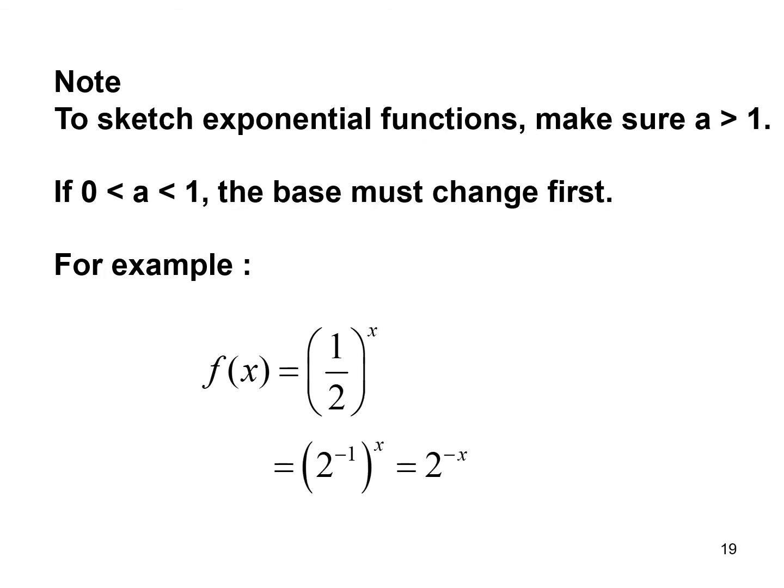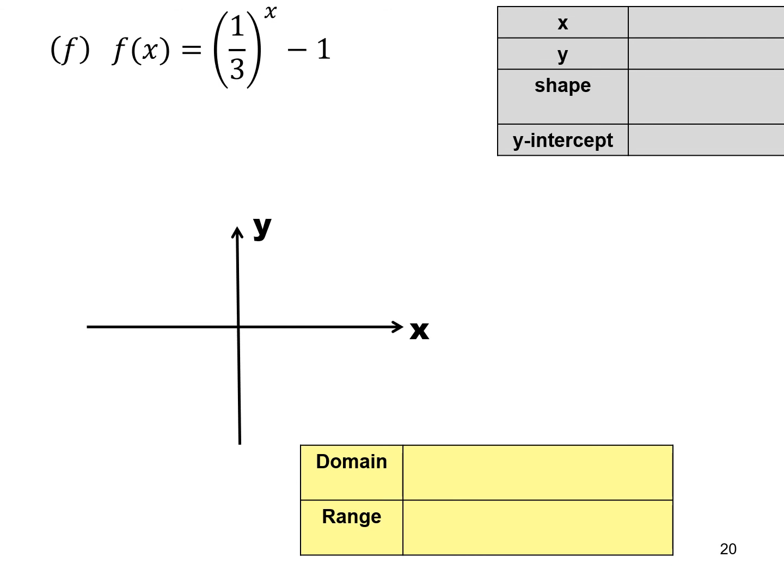Okay, please take note that to sketch an exponential function, make sure a is greater than 1. If a is between 0 and 1, the base must change first. For example, f(x) equals 1 over 2 to the power of x, so change it into 2 to the power of negative x. f(x) equals 1 over 3 to the power of x minus 1. Okay, this question you must change into this form: 3 to the power of negative x here. Okay, you change it into this and minus 1.